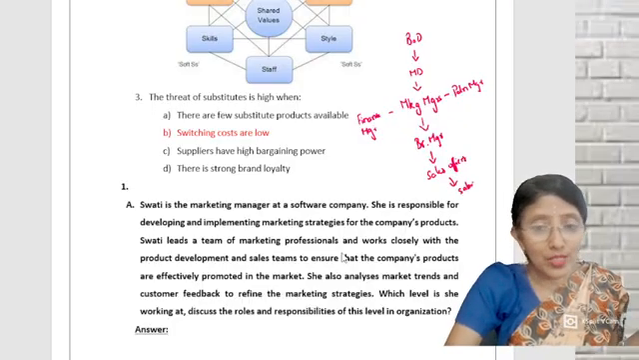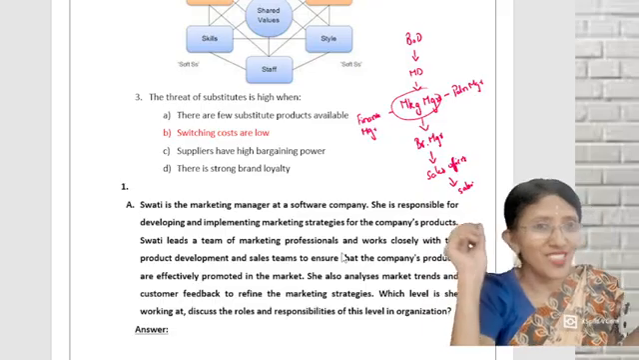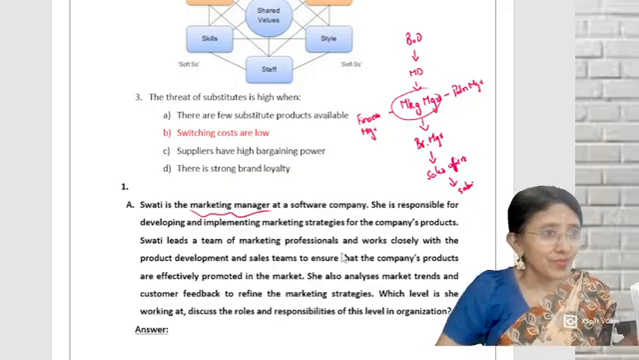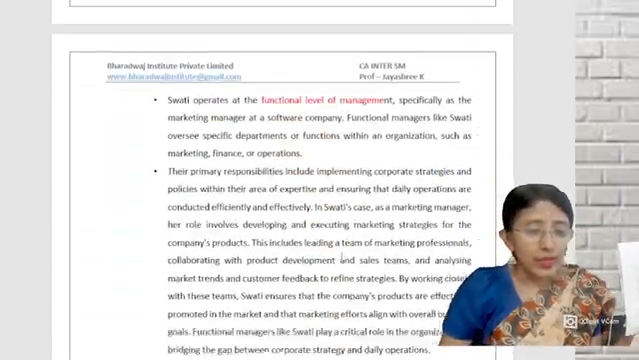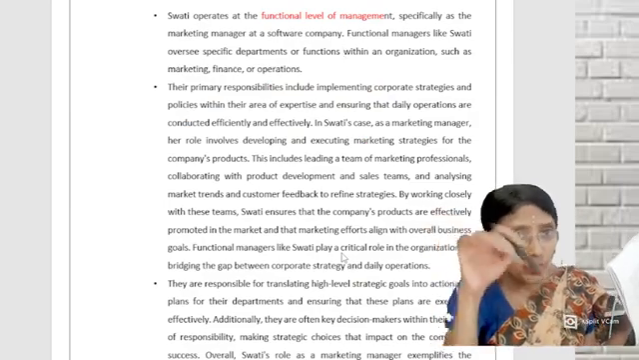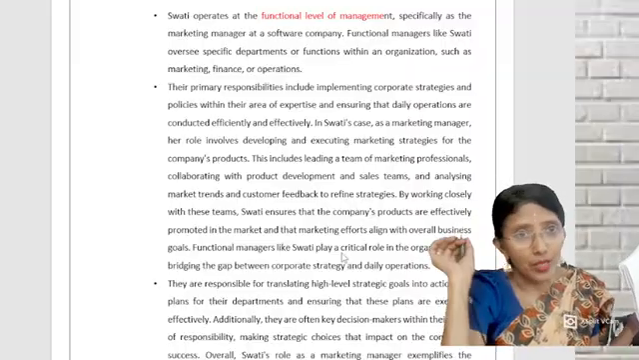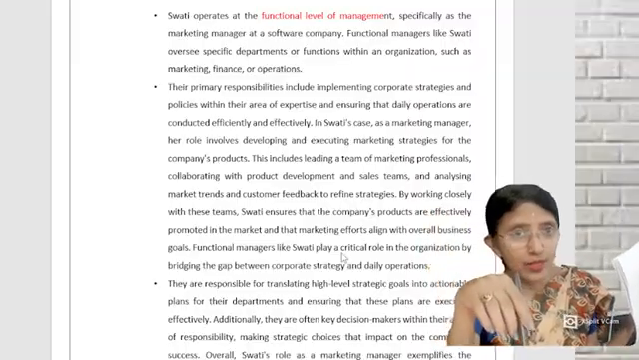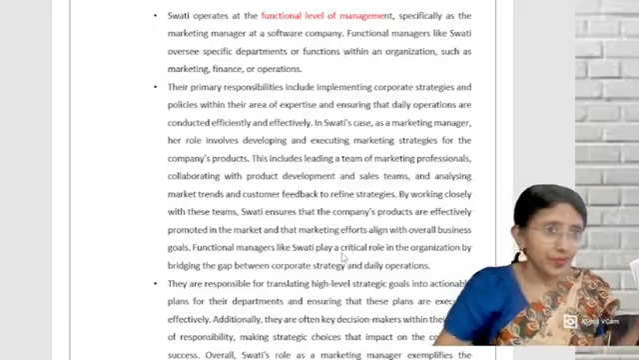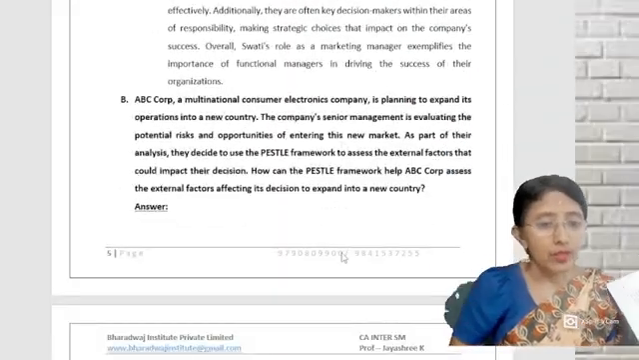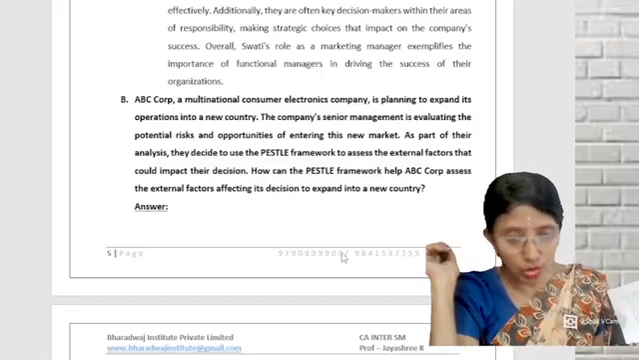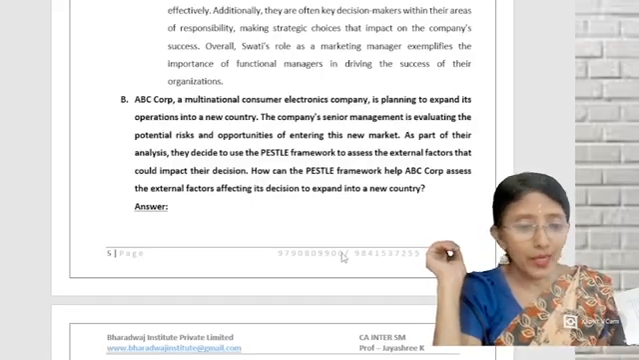Are you clear, my dear students? So it is only functional. It's not business. You see the very first line. Got it? Okay. So what is this an example of? A descriptive question with a case example. You are going to write a theory of it, and also you will be writing case study parts in that about Swati.